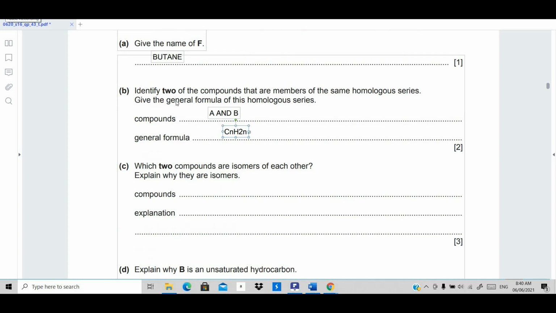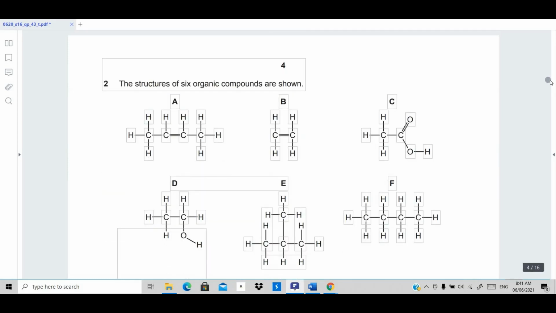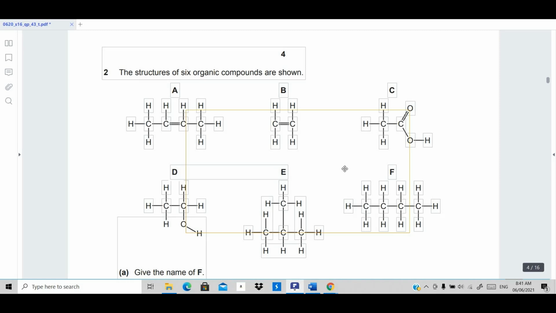Great. Now moving on to part C of the question. Part C states which 2 compounds are isomers of each other. Explain why they are isomers. Now, you need to find the compounds that are isomers of each other. So A, B, C, D, E, and F.